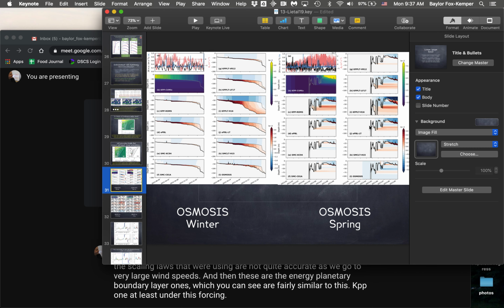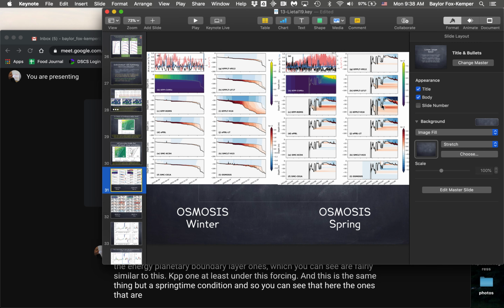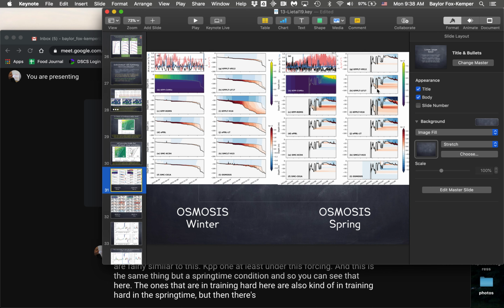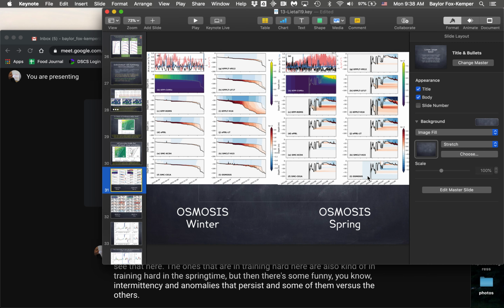And this is the same thing, but a springtime condition. And so you can see that here, the ones that are entraining hard are also kind of entraining hard in the springtime. But then there's some funny intermittency and anomalies that persist in some of them versus the others. It's a very complicated comparison, even at one site.